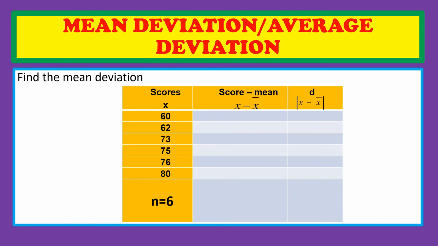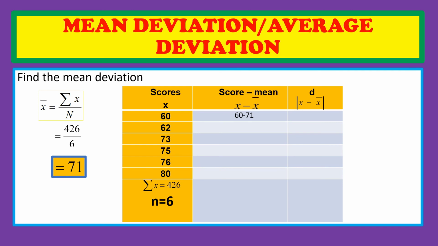We are in the last example. We need to find the mean deviation. First, we find summation of x. We add all the scores, and summation of x is 426 and n is 6. So now we will be finding the mean. The formula in finding the mean is summation of x over n. Summation of x is 426 and n is 6. So our mean is 71.